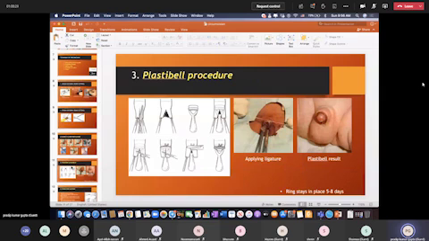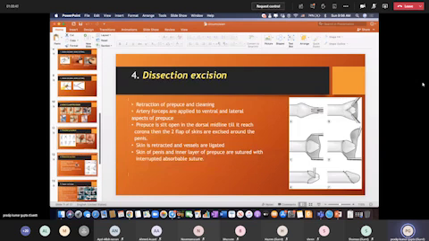And this is the Plastibell procedure. This is also similar. The only difference between Gomco clamp and Plastibell is that it's more hemostatic. Here we can see in the third picture on the right side, there is a plastic bell that is usually used to stop the bleeding. It is more hemostatic than the previous Gomco clamp technique. And then this is dissection excision, usually used for adults.